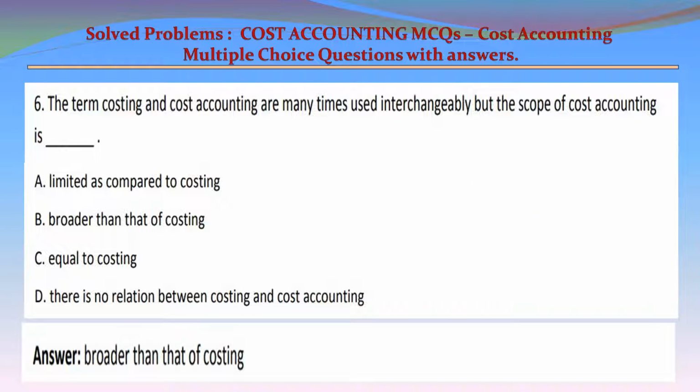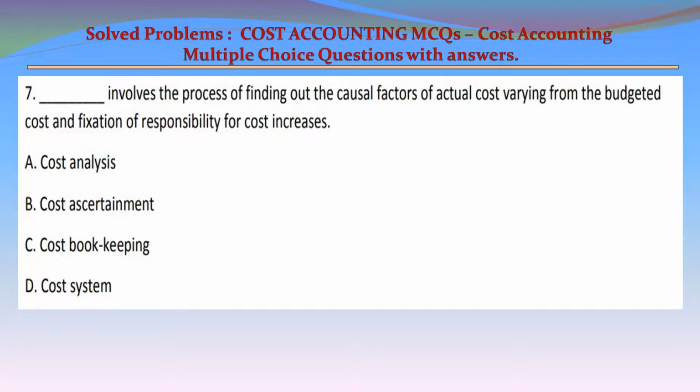Answer B. Broader than that of costing. 7. Dash involves the process of finding out the causal factors of actual cost varying from the budgeted cost and fixation of responsibility for cost increases. Option A. Cost analysis. Option B. Cost ascertainment. Option C. Cost bookkeeping. Option D. Cost system.